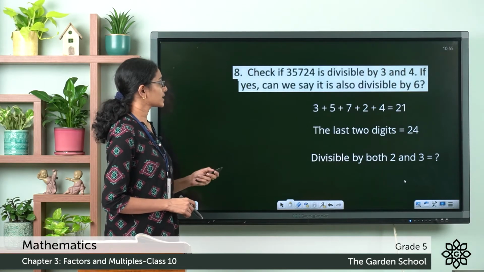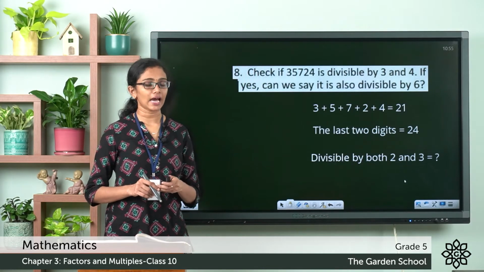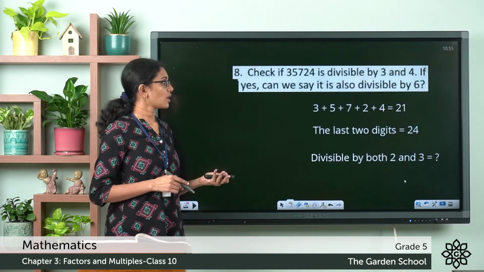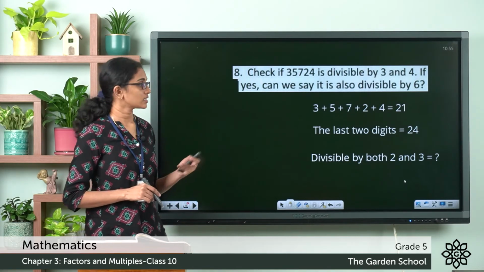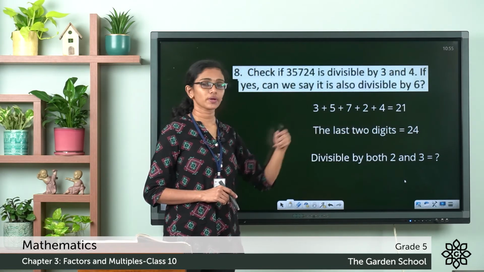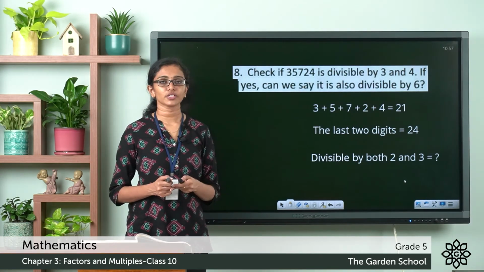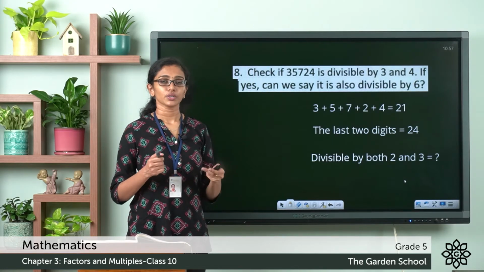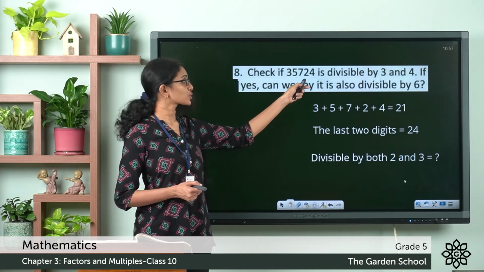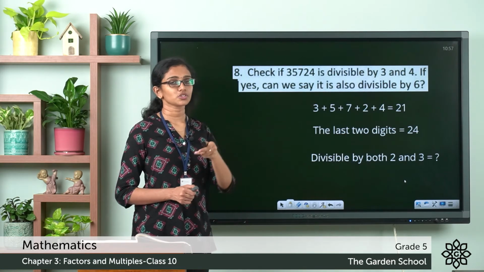It says, check if 35,724 is divisible by 3 and 4. If yes, can we say it is also divisible by 6? So how do you check if it is divisible by 3? The sum of the digits should be a multiple of 3. When you add the digits of the given number, you get 21, which is a multiple of 3, making it divisible by 3. How do you check if a given number is divisible by 4? You have to check the number formed by the last 2 digits of the given number. Here it is 24. If 24 is divisible by 4, the original number will also be divisible by 4.